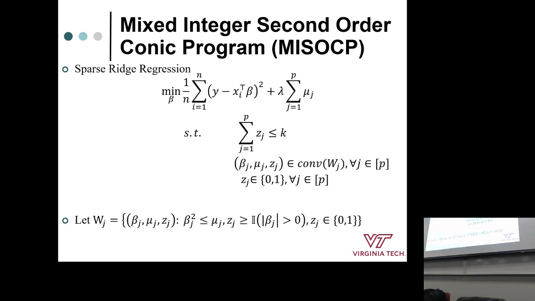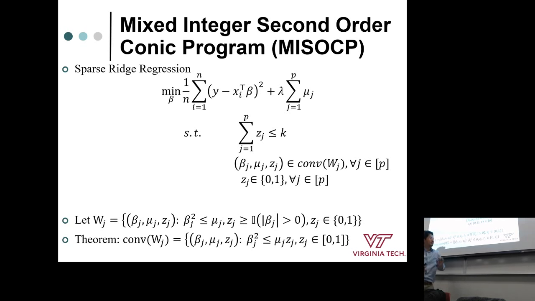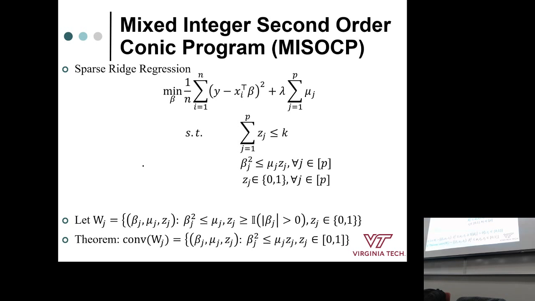We use W_j to denote those last three constraints. By using the perspective formulation, we can show that this convex hull can be described by this conic set, a second order conic set. Here we just use z times mu, put them together, and replace the binary z_j by a continuous variable. Then we end up with its convex hull description. It's a very concise formulation. Now we get rid of this non-convex indicator function, and you can replace the convex hull by this formulation. So we end up with this conic formulation.